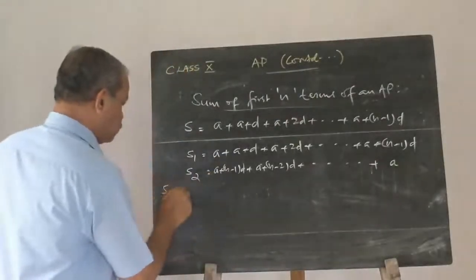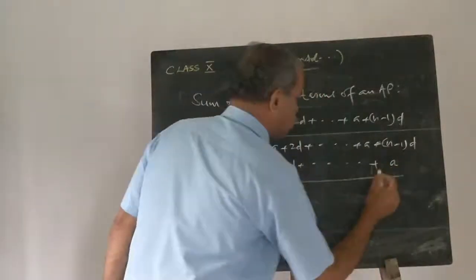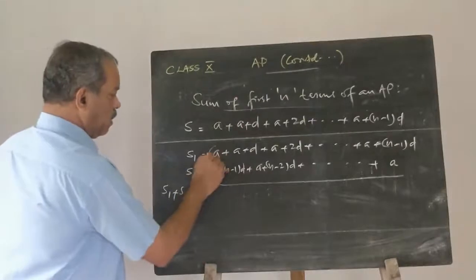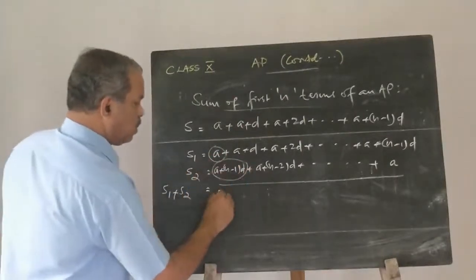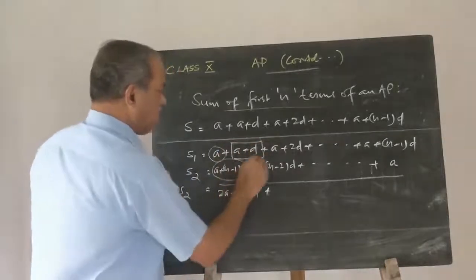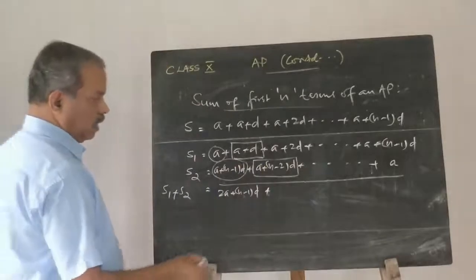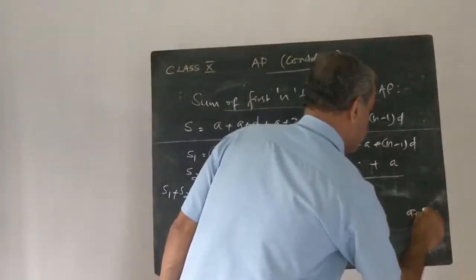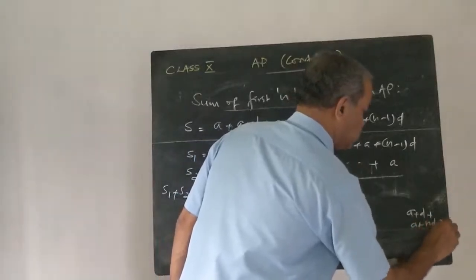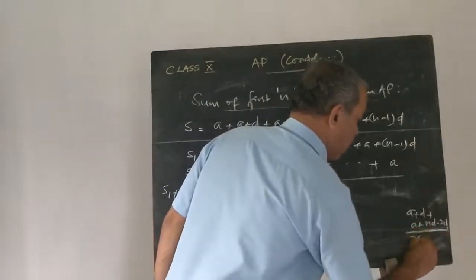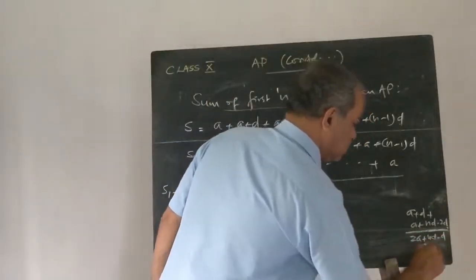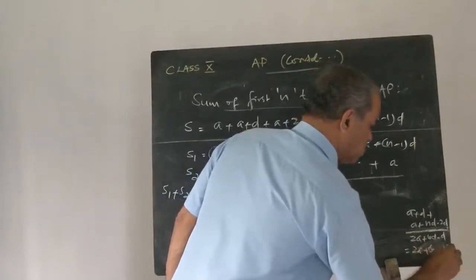Now take S1 plus S2. First terms: a plus a, 2a, plus n minus 1 into d. Next: a plus d plus a plus n minus 2 into d, that is a plus a, 2a, plus d plus nd minus 2d, which is nd minus d, equal to 2a plus n minus 1 into d.